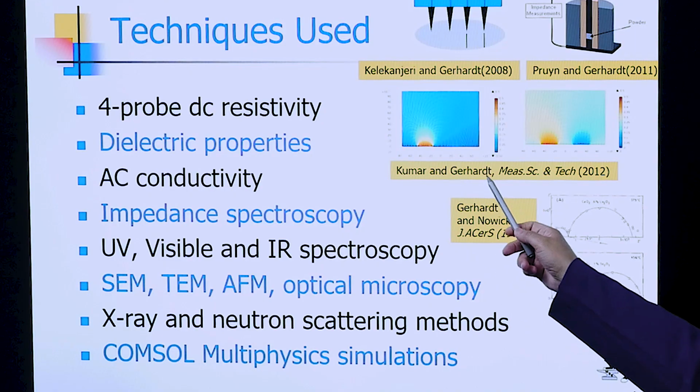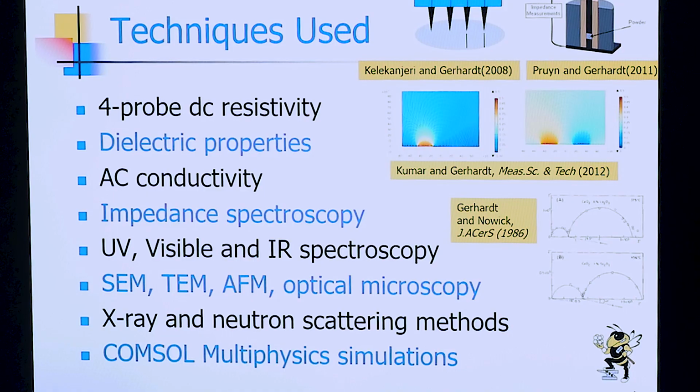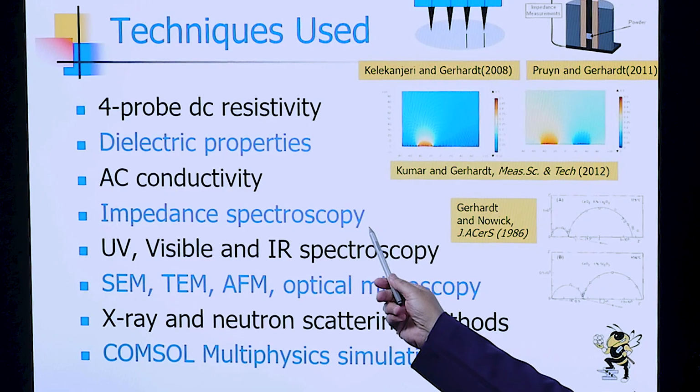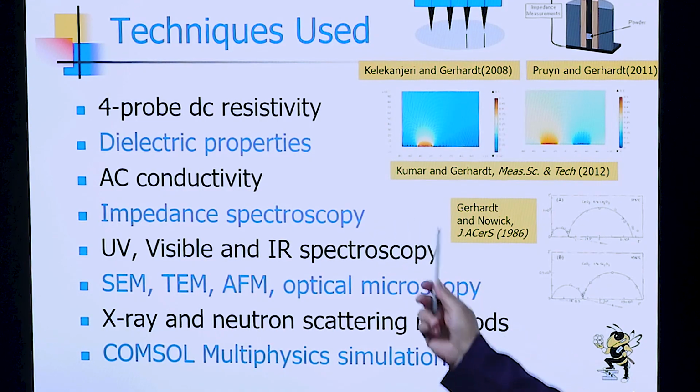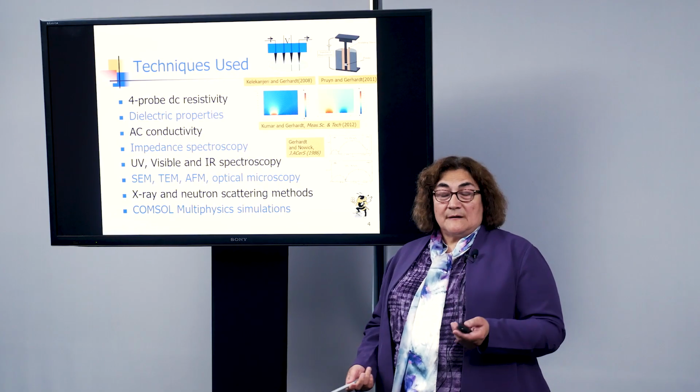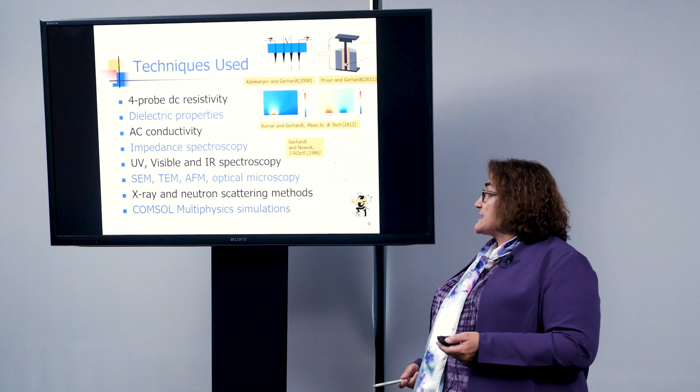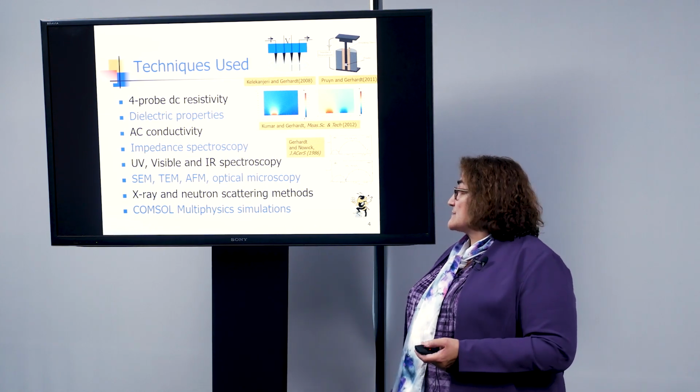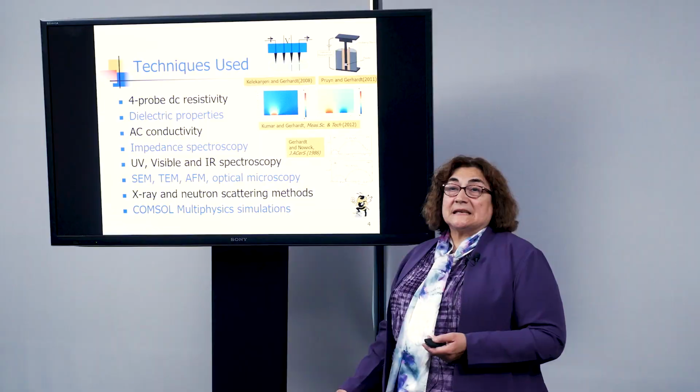And so, by necessity, I look at many different electrical methods, such as four-probe DC resistivity. I look at the dielectric properties, the AC conductivity, and the main topic of this presentation, which is impedance spectroscopy. Additionally, I also employ some optical and magnetic spectroscopies and microscopy to measure the underlying structure of the material, as well as X-ray and neutron scattering methods. And more recently, I have also done some computer simulations using COMSOL.